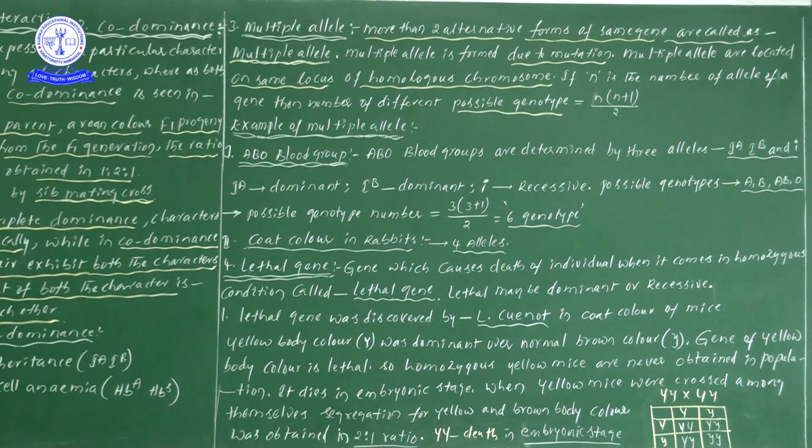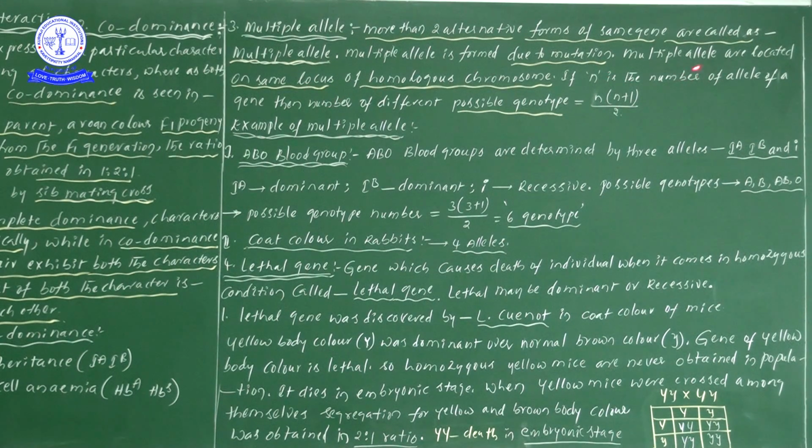Suppose you take the particular location of a gene on the chromosome; that particular location we call the locus. Locus is nothing but the gene location, the place where the gene is present on the chromosome. For our convenience in study, we have given that place the name locus.